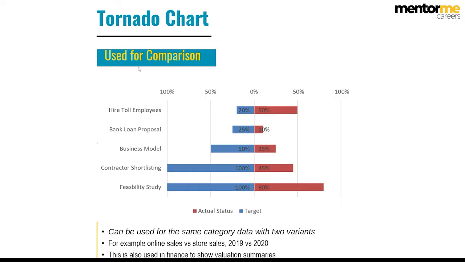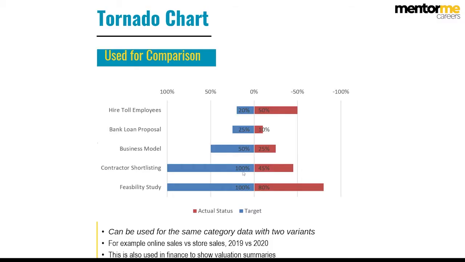Now this can be a little tricky to make at first, but once you get a hang of it, it's pretty easy to make. First of all, you need to understand that a tornado chart is used for comparison, right? So you need to have comparative data. You can't just make a tornado chart when you're looking at one kind of data set, right? Out here, what I'm trying to compare is this is the actual target on the left hand side, and this is what we completed, right? So there is a comparison.